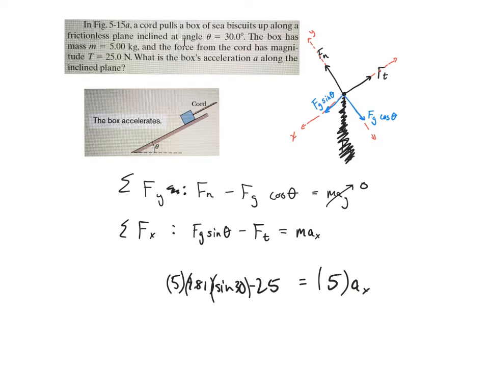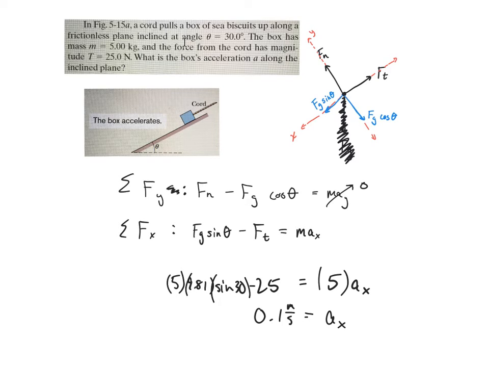So in this problem, I don't need the y direction at all. Everything I have is in the x direction. Fg is just mass times gravity, that's these two. Sine theta is sine of 30 degrees, minus the tension. Tension is given as 25 newtons. The mass is 5. Solve for ax. And ax will turn out to be, what's the number? 0.1.